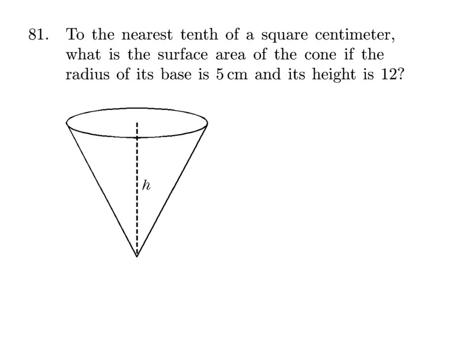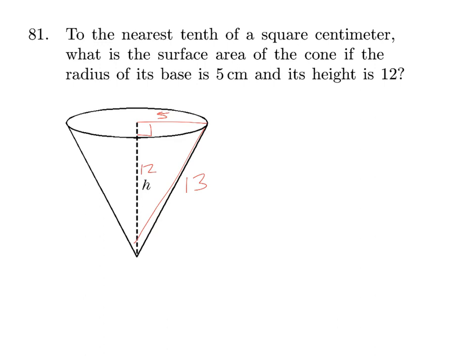Alright, to the nearest tenth of a square centimeter, what is the surface area of the cone if the radius of its base is 5 centimeters and its height is 12? Okay, what is the surface area? Okay, I need to figure out the slant height, so nice that I have a 5, 12, 13 triangle here, or just use the Pythagorean theorem.